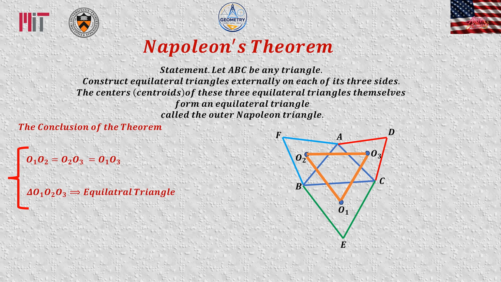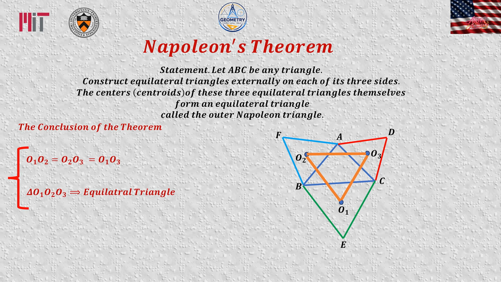O1 is the center of equilateral triangle BCE. O2 is the center of equilateral triangle ABF. And O3 is the center of equilateral triangle ACD. Our goal is to prove that triangle O1O2O3 is equilateral.